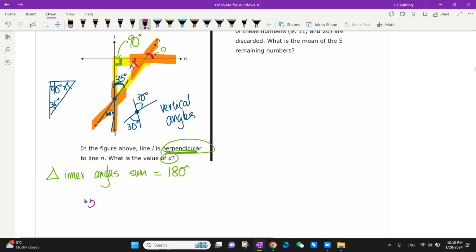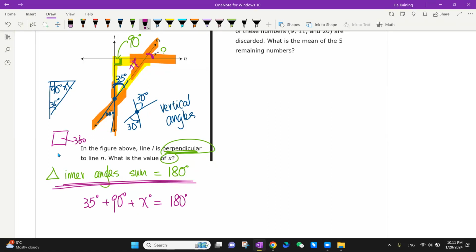Because of that, I have 35 degrees plus the 90 degrees and also my unknown angle will equal 180. But where did it come from? Oh, the triangle's inner angle sum, because everything inside this triangle has to add up to 180. But if this is not a triangle, if this is a quadrilateral, it will be 360. The more sides you have, the extra 180 degrees. So this is going to be 360 added on 180. And then a hexagon will be 360 added on 360. Keep adding on 180. The more sides that you have, the more 180 that you have.